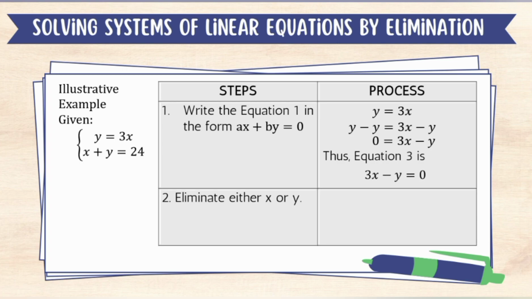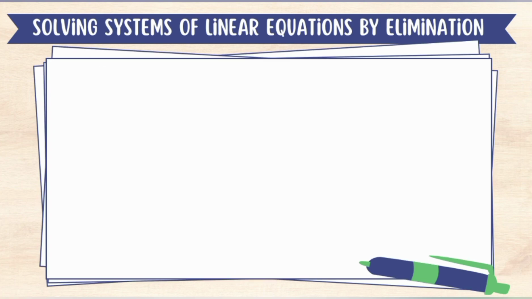For the second step, we eliminate either x or y. In order to do this, we just have to add the second equation and the third equation. So x plus y is equal to 24 and 3x minus y is equal to 0. So y cancels out. So 3x plus x is equal to 4x and 24 plus 0 is equal to 24. So 4x is equal to 24.